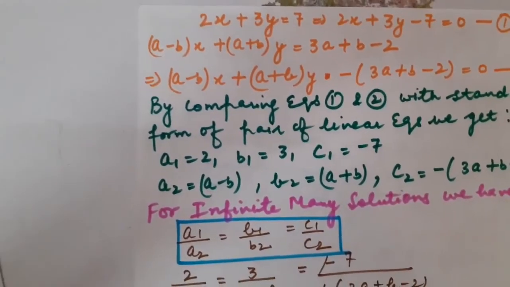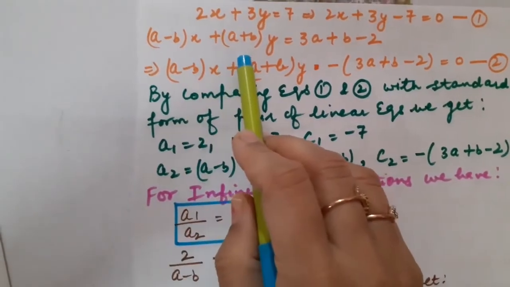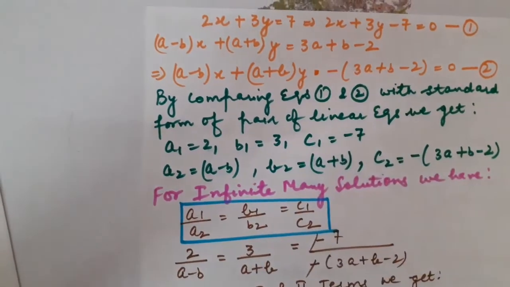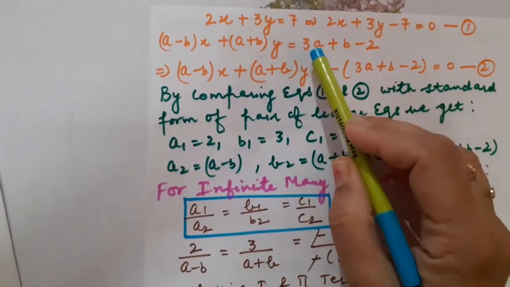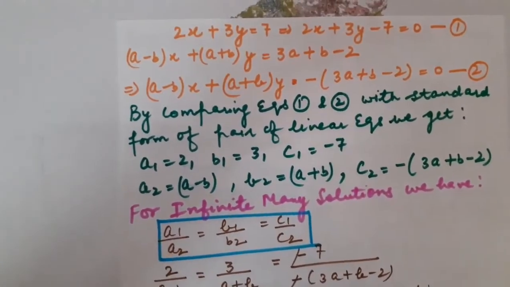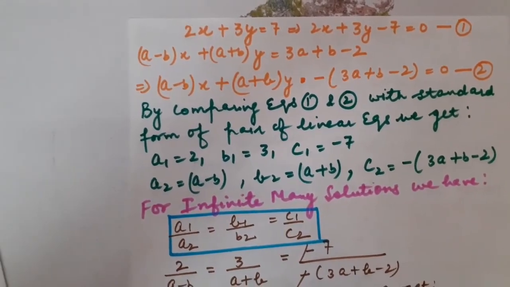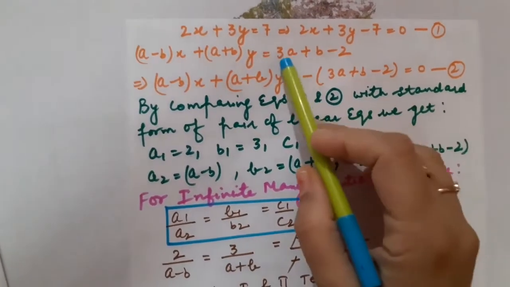Now, you will be having the second equation given, that is (a minus b) into x plus (a plus b) into y is equal to 3a plus b minus 2. So children, this is a complete constant. I am going to bring it on this side. Instead of changing the value of each and every term of 3a plus b minus 2, I am just bringing one minus sign outside the complete term.